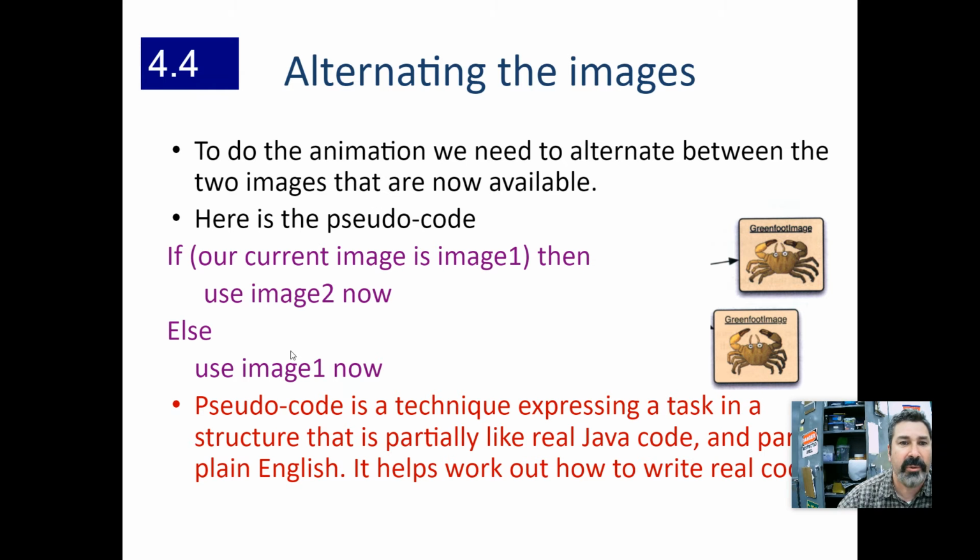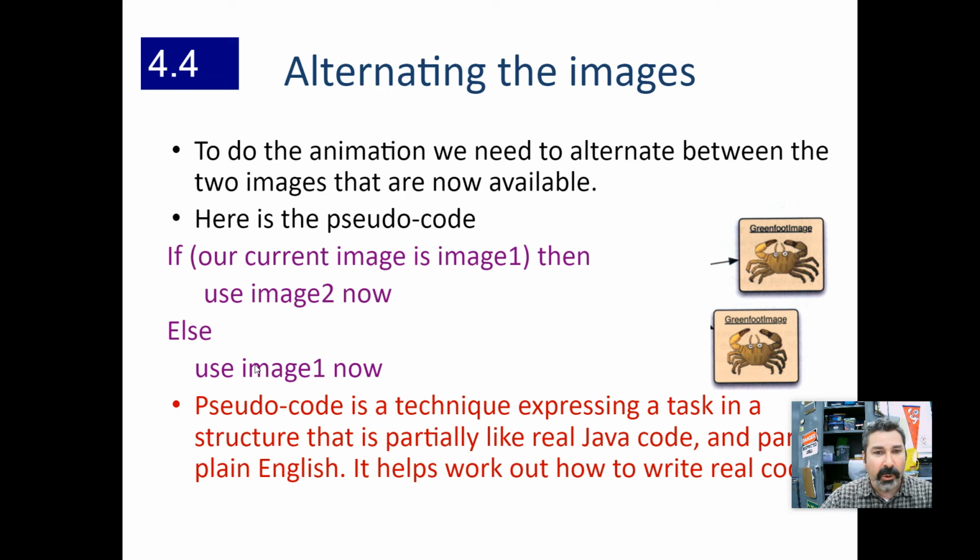Here is the pseudocode. So this is not the actual Java code. Don't type this code in. But this is the pseudocode, which is half Java, half English, that helps us figure out the logic of it. How are we going to do it? And once we figure out how we're going to do it, then we replace this pseudocode with Java code. So if our current image is image 1, then use image 2 now. Otherwise, use image 1 now. All right? Now, write this down in your notes, and then when you're done, hit pause and listen to me.